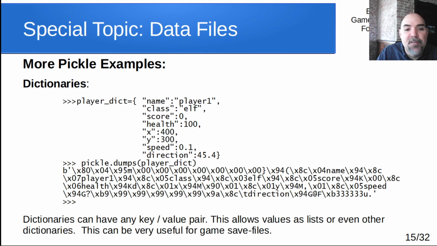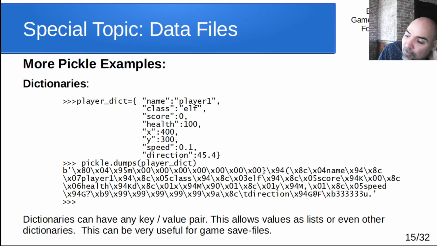Also, dictionaries can be pickled. So here's a dictionary for a player object, like name is player 1, class is elf, score is 0, health is 100, their X and Y are 400 and 300, speed is 0.1, the direction is 45.4. So all of these things have a key and a value, just like all dictionaries. We can just do pickle.dumps of that dictionary, and there's what it looks like when it's encoded. So dictionaries can have any key value pair, including values as lists or other dictionaries. You could have the keys be strings if we wanted to, or numbers. Really, it's whatever we want.